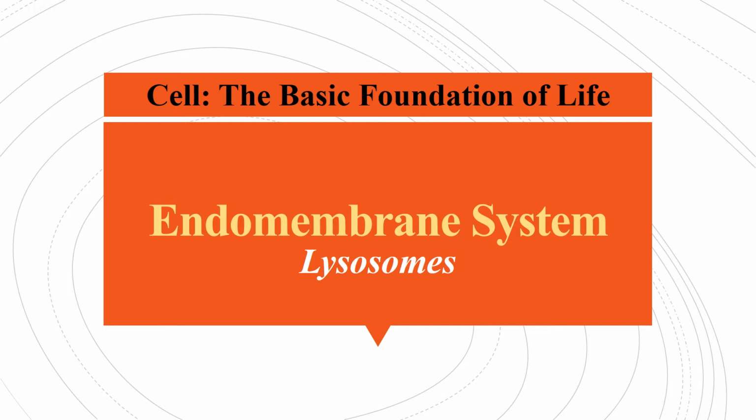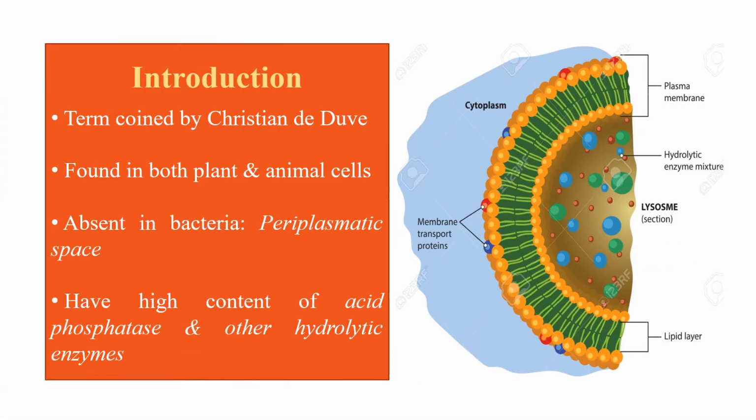Today we will be discussing another component of the endomembrane system, the lysosomes. The term lysosome was coined by Christian de Duve. This membrane-bound organelle is found in both plant and animal cells. It is absent in bacteria, where in place of lysosomes we have periplasmic space playing a role similar to that of the lysosome. This organelle has a very high content of acid phosphatase and other hydrolytic enzymes.